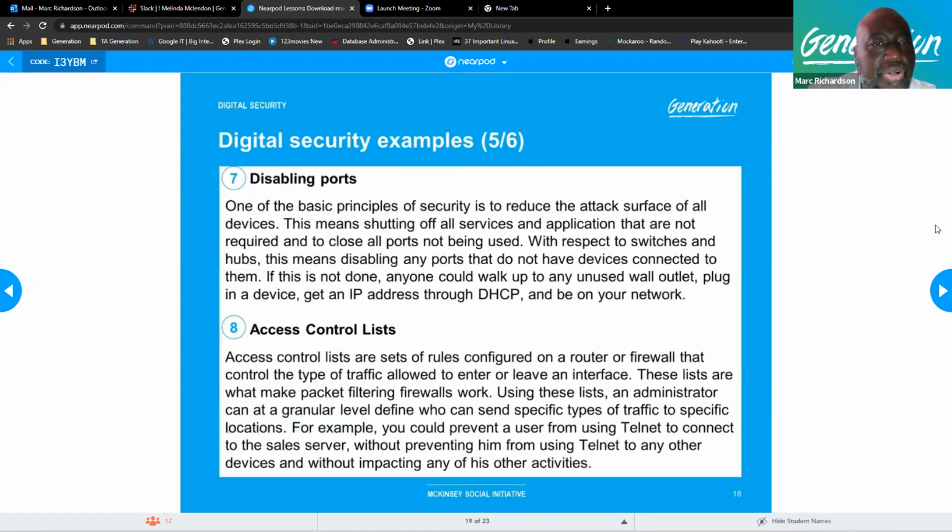All right, another security measure, disabling ports. One of the basic principles of security is to reduce the attack surface of all devices. This means shutting off all services and applications that are not required and closing all ports not being used. With respect to switches and hubs, this means disabling any ports that do not have devices connected to them. If this is not done, anyone could walk up to an unused wall outlet, plug in a device, get an IP address through DHCP, and be on your network.